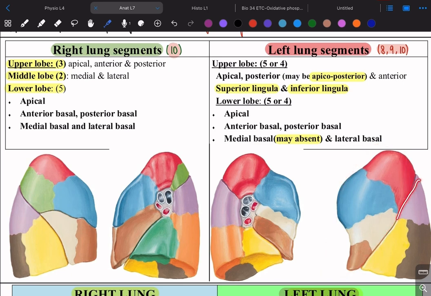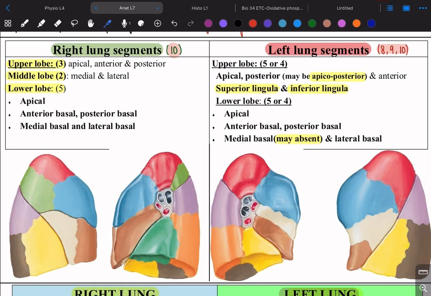Now for the lower lobe, we have the apical as well, and then we have the anterior basal, which is this one, the yellow one, and then we have the lateral basal, which is the orange one, and then we have the medial and posterior basal. So this is the posterior basal, and the medial basal is not always present as well. Sometimes it's there, sometimes it's not. So that's why sometimes for the upper lobe here we have 4 or 5, according to whether the apical and posterior are merged together or each one is separate. And for the lower lobe, we either have 4 or 5 according to the presence or absence of the medial basal. Okay?